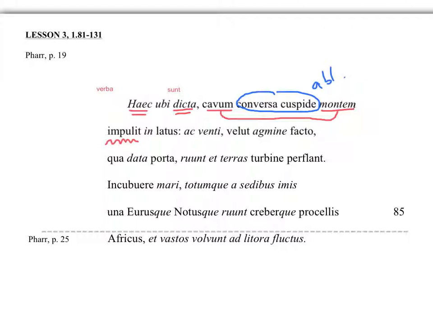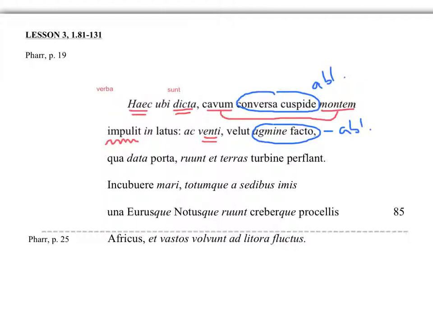Ac venti velut agmine facto. And the winds, new subject, and ac is and. Velut agmine facto, velut, just like with a battle line made. This is an ablative also. It tells us how the winds are going to blow out over the land. And so agmine facto, I like using blue for ablative here, also ablative. It's an ablative absolute, I would say, with a battle line made. It compares them to soldiers, in a sense. And velut, just like.